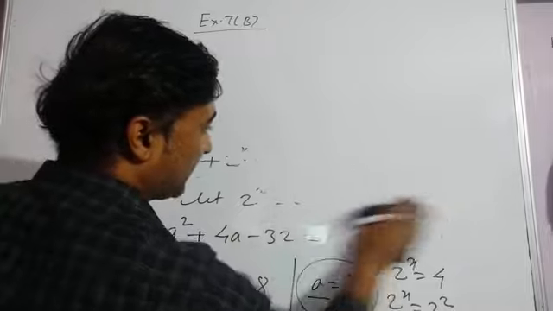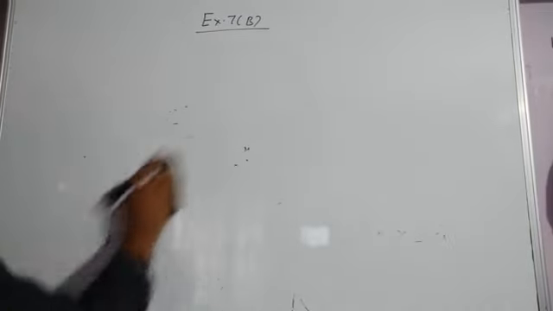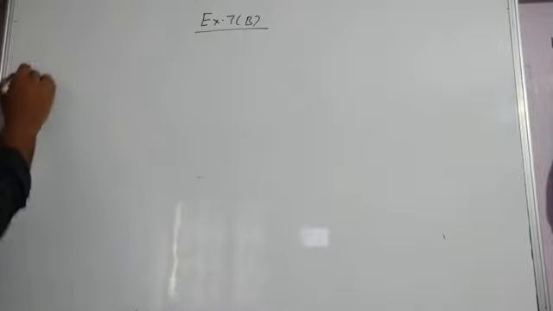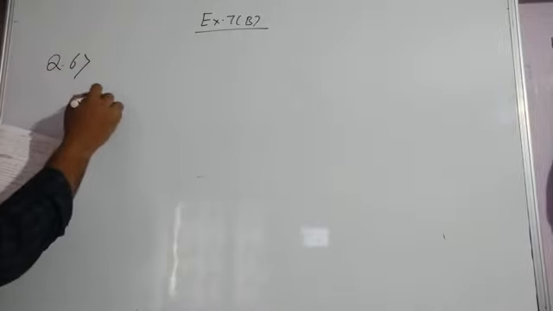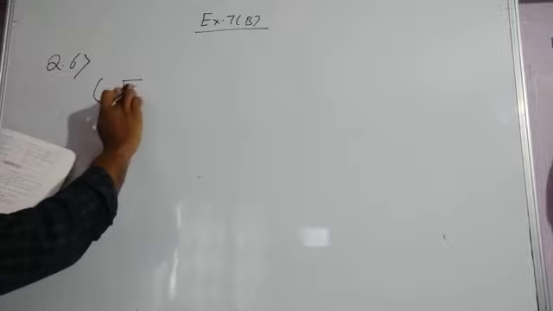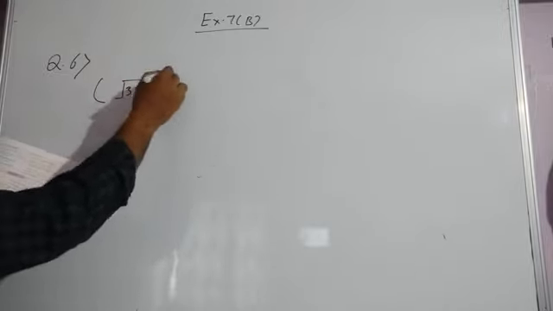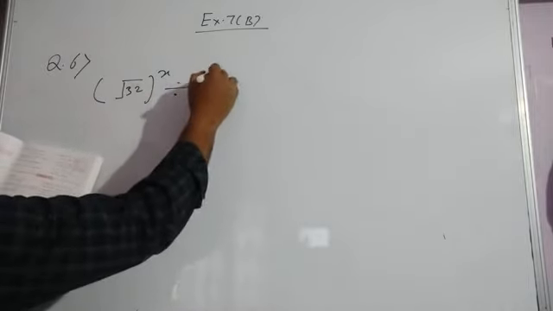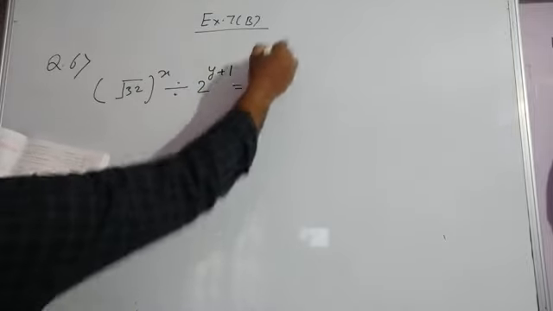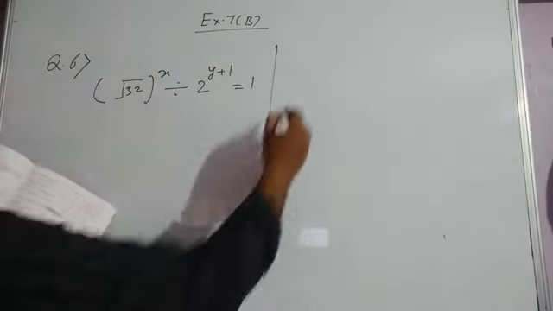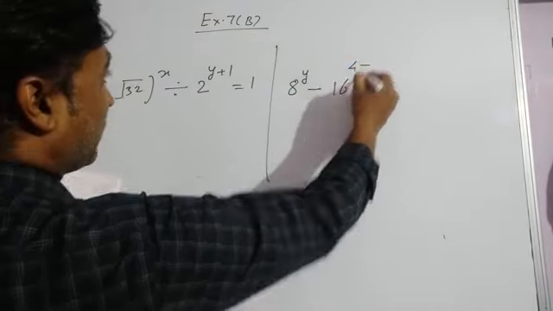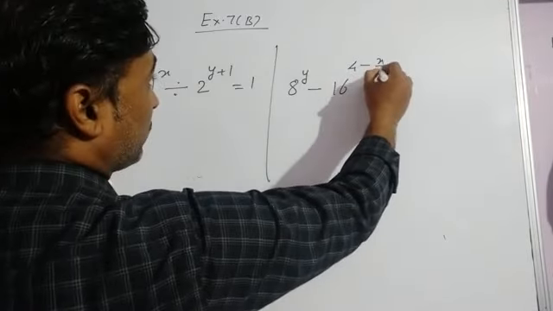I'll go for one more application from exercise 7b again. I'll be going for some hard questions. Okay? I'll go for question number 6. Question number 6 is root 32 raised to x divided by 2 raised to y plus 1 is equal to 1. Okay? And one more is given, that is 8 raised to y minus 16 raised to 4 minus x by 2 is equal to 0.